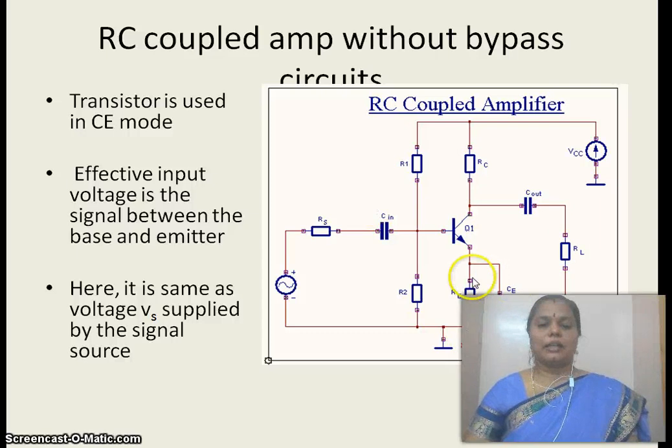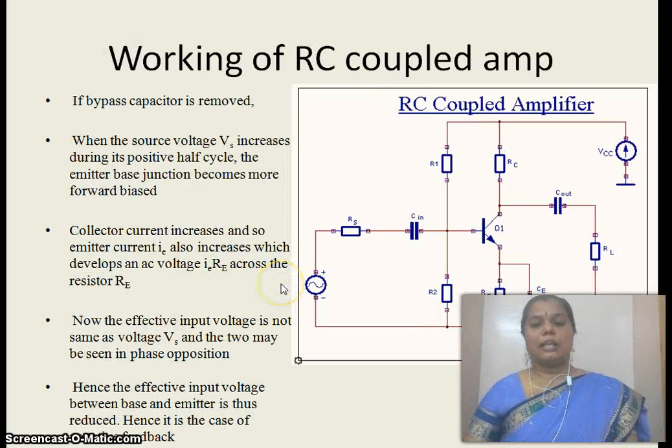Here the transistor is connected in the common emitter mode, and the effective input signal is given between the base of the transistor and the emitter of the transistor. And Vs is the voltage source which gives the input voltage to the transistor. What happens if this bypass capacitor is removed?